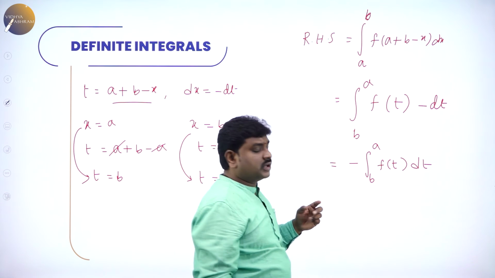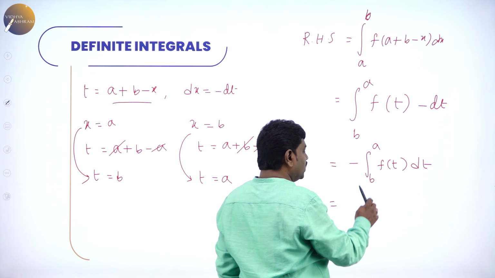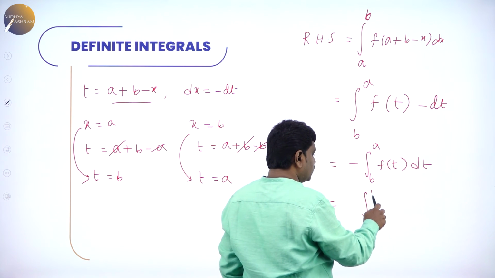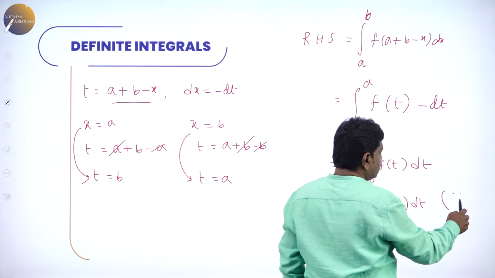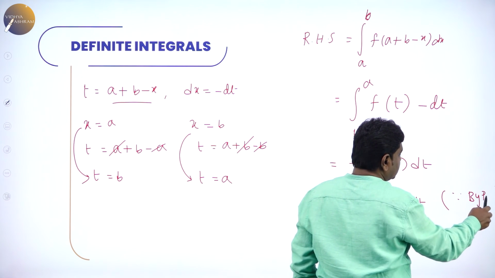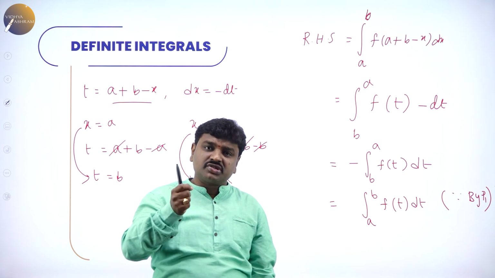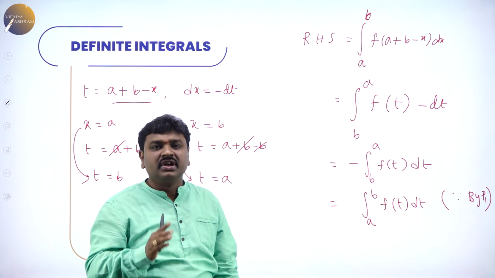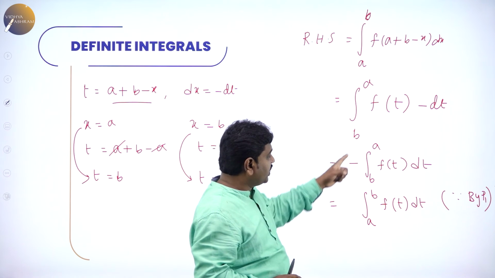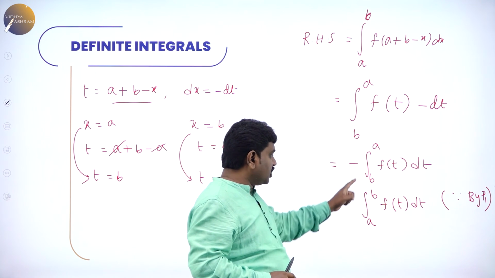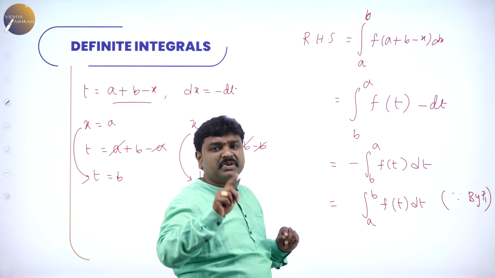What is P1? When you interchange limits, sign changes. Now, instead of negative b to a, I can write positive a to b, f of t dt. Can I write this? Since by P1. What is P1? Integration of a to b f of x dx can be written as minus integration of b to a f of x dx. Simply, P1 means when you interchange the limits, sign changes. So here it is b to a negative. If I make it positive, it will become a to b. So interchange the limits, and negative becomes positive by property P1.